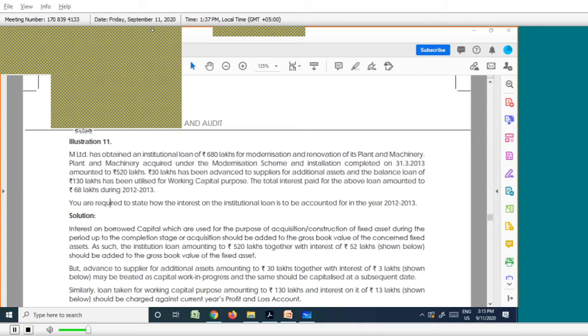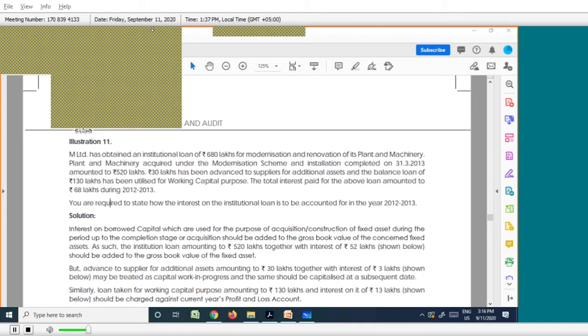So then what is modernization? Modernization means how it differs from renovation. Say, for example, the same plant and machinery, I am doing some work on that machinery. Then I am able to increase the capacity of plant and machinery. For example, now I am able to produce only 1 lakh units from this machinery. After doing this modernization, I am able to increase that to 1,50,000 units. An extra 50,000 units I am able to produce from the plant and machinery.